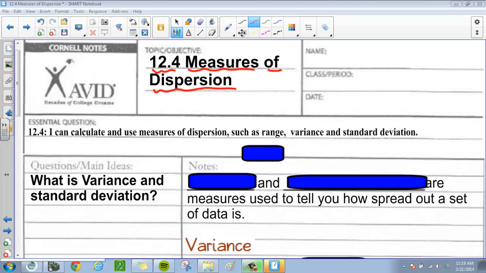But measures of dispersion are a little bit different. It tells you how dispersed the data is, how spread out the data is. Is the data all really similar, or does it vary drastically?